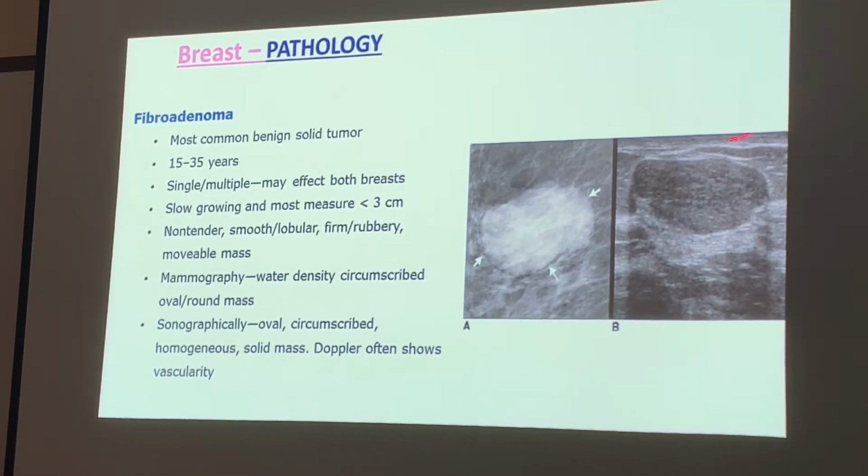Mammography is going to show a water density, well circumscribed, oval, and round mass. See, it's very well defined, even on the mammogram. Sonographically, the same thing: well circumscribed, oval, homogeneous, solid mass. Doppler often shows vascularity. Fibroadenoma, the most common benign solid tumor.